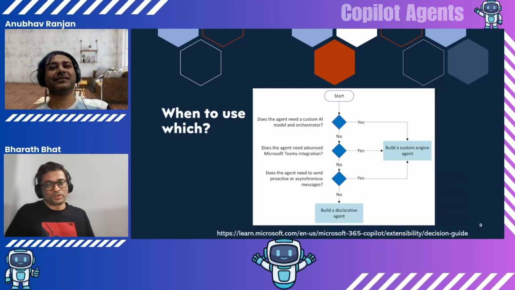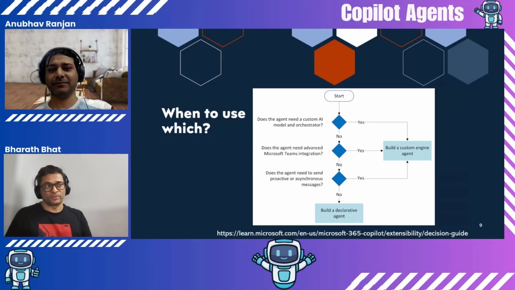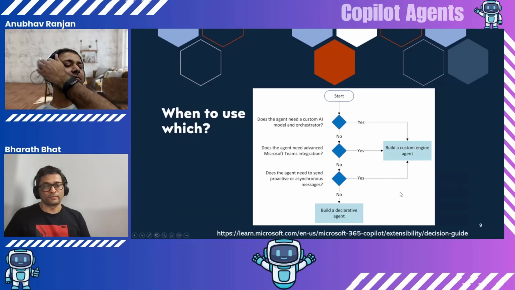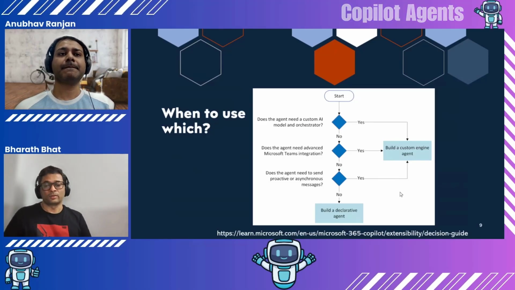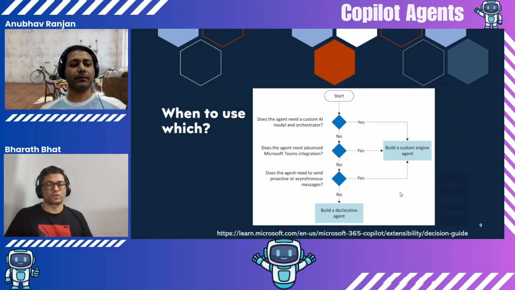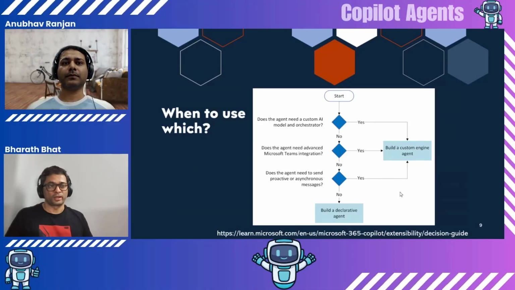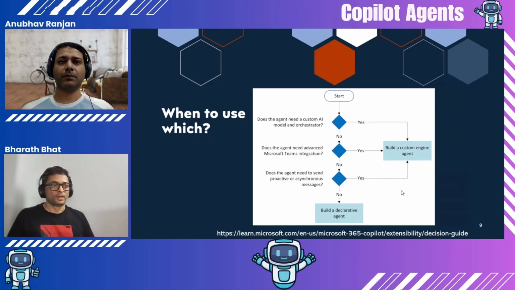So I guess this is a very good way of depicting how to take decisions on what approach to take. It's available on our Learn site as well. I've just picked it up from there. I've shared the link at the bottom for everyone to refer to. So I think the basic yardstick is very simple.